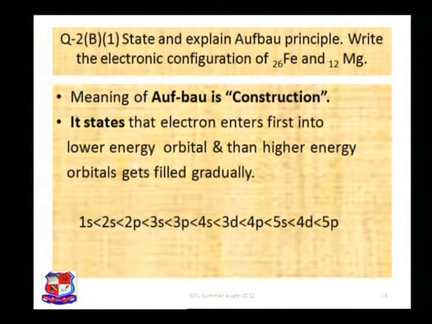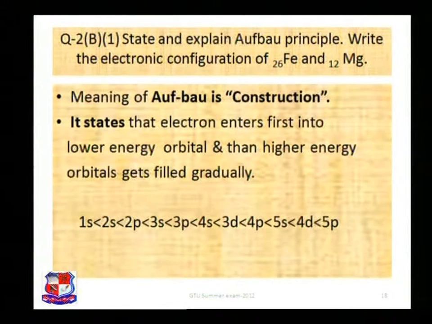construction. It states that an electron enters the lower energy orbital first, and then the higher energy orbital gets filled gradually. So we have given the entire rule of Aufbau in the expression below, that is, 1s orbital has lower energy compared to 2s, 2s orbital has lower energy compared to 2p, 2p orbital has lower energy compared to 3s, and 3s has lower energy compared to 3p. This order one has to follow.